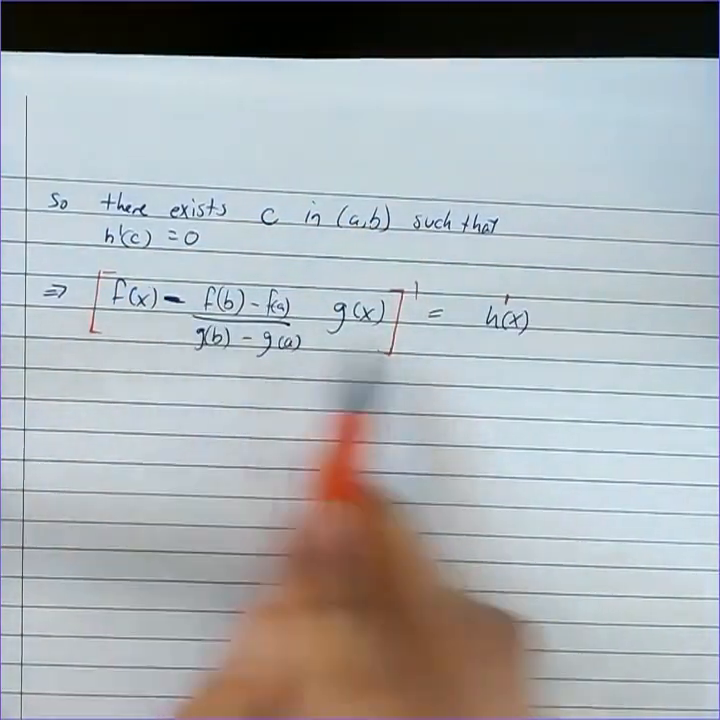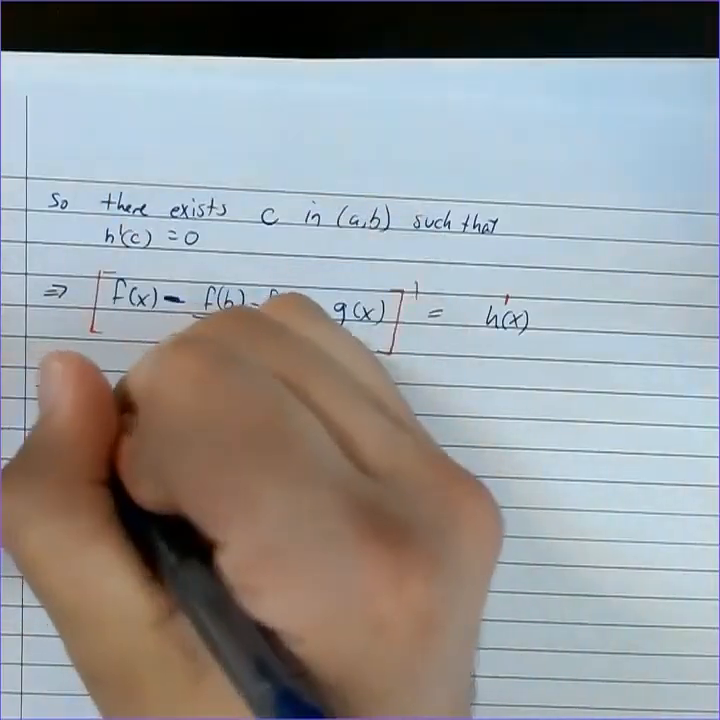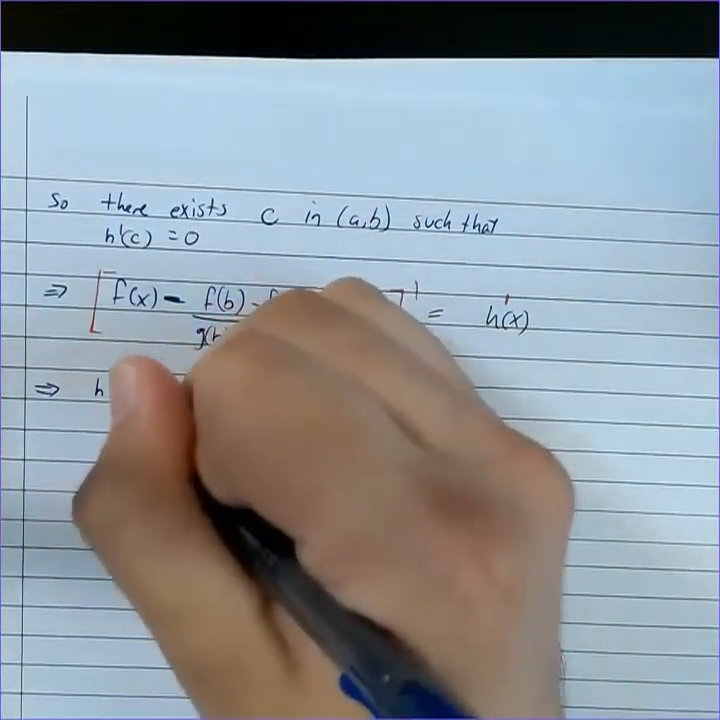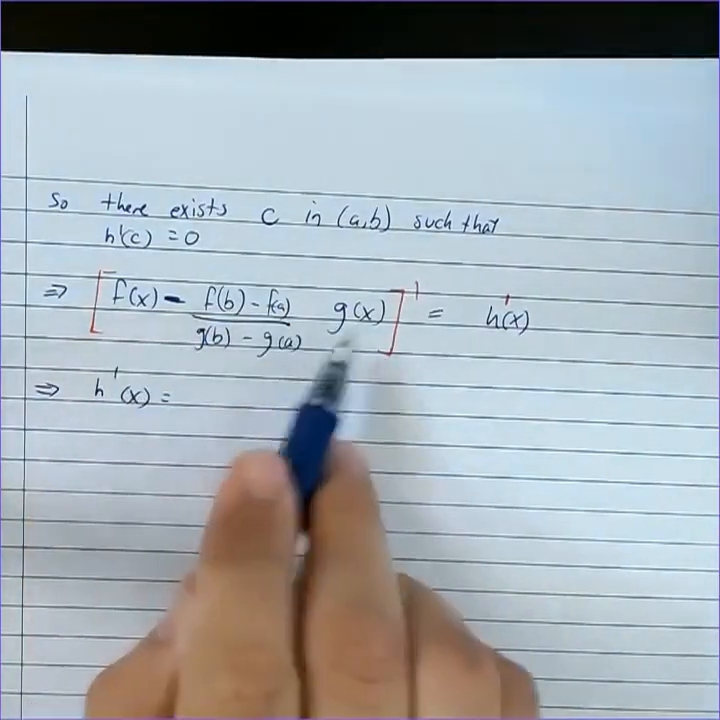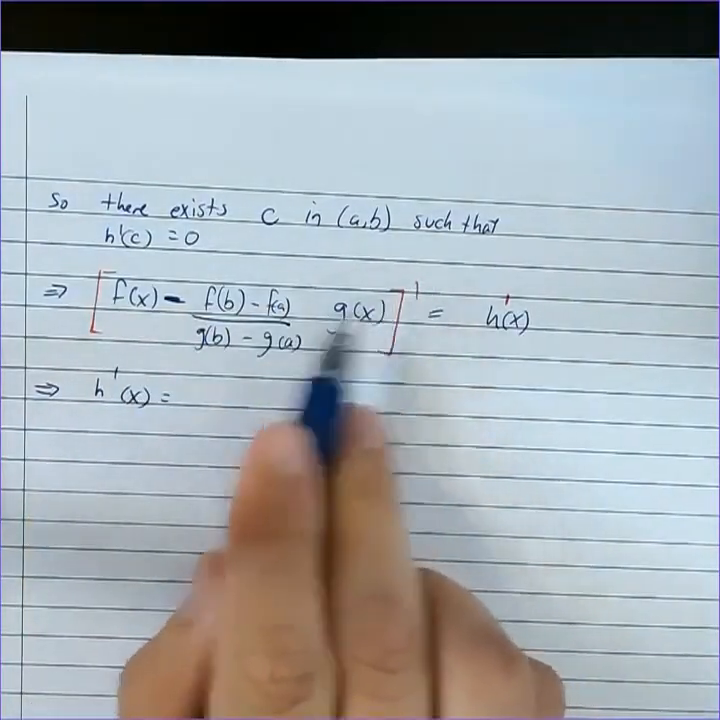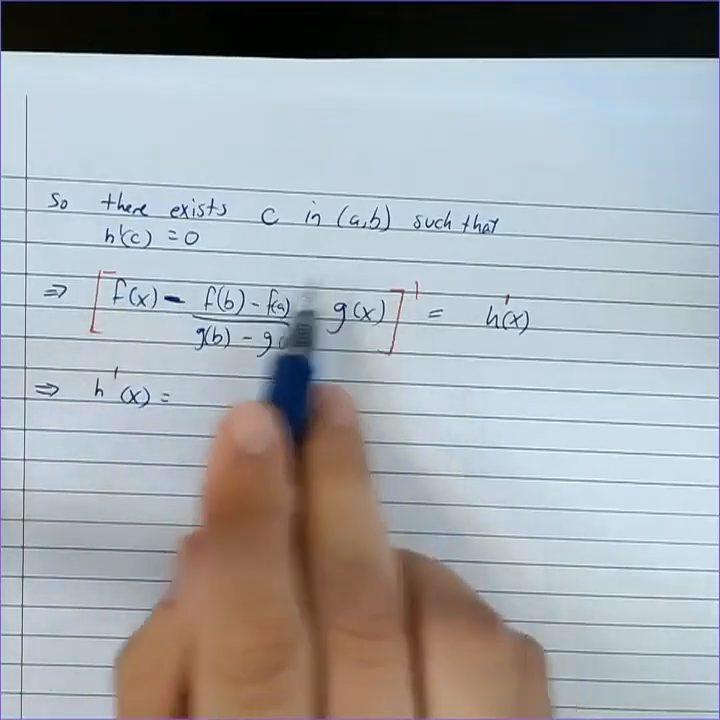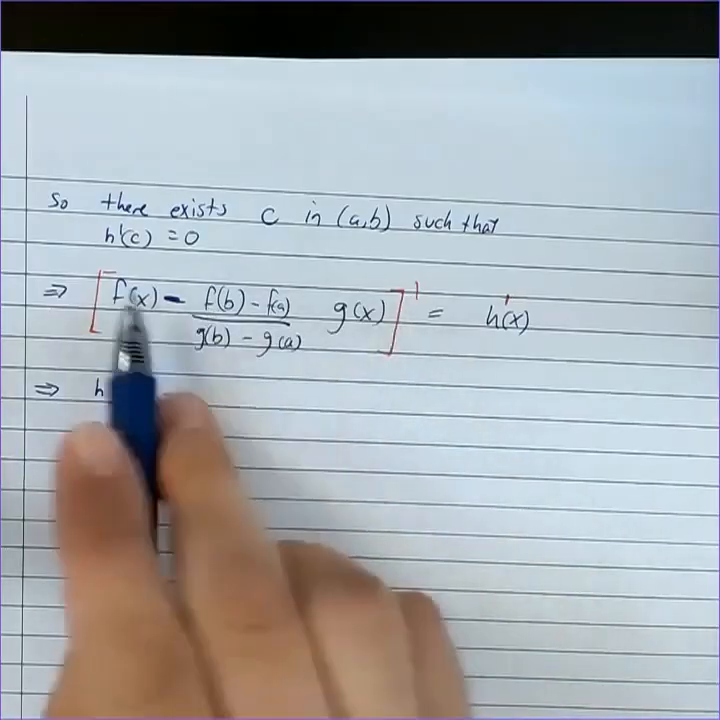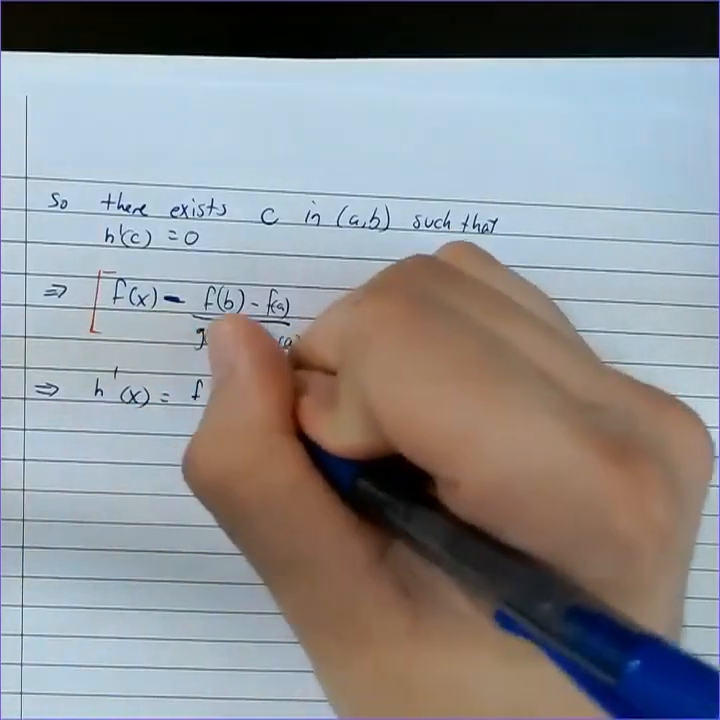But these are just differentiable functions. I know how to take the derivative. So that means that h prime of x is equal to, well, this is just the difference of functions, and since derivatives are linear operations, I can take the derivative of the first part minus, separately, the derivative of the second part. All right, well, if f is differentiable, then its derivative exists. We can call it f prime.